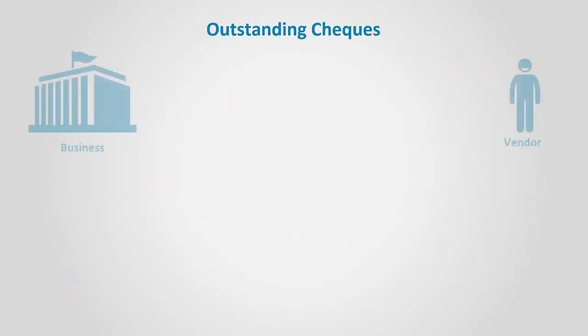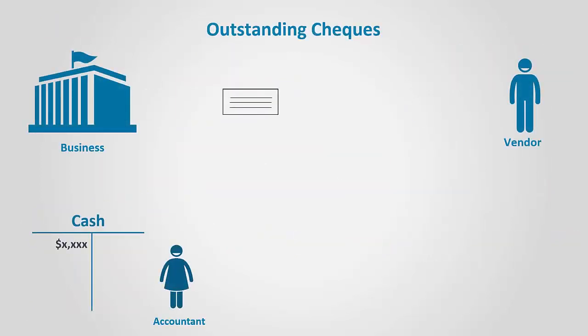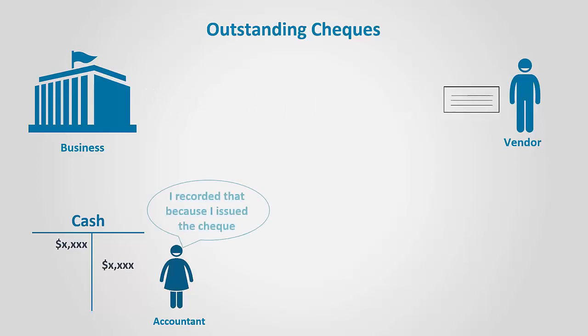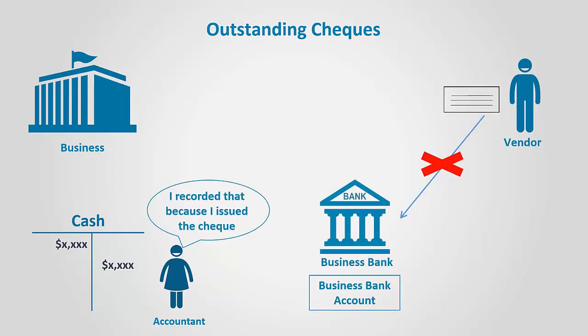Outstanding checks. Here, the business has issued a check to a vendor, but the vendor hasn't cashed the check yet. The accountant has updated the books when the check was issued, but the bank hasn't deducted the amount of the check yet as it has not been cashed. Eventually, when the vendor cashes it, the bank will deduct the amount. The reconciliation entry in this case is to deduct the amount of the check from the bank's balance.